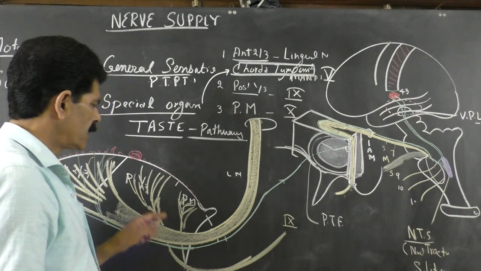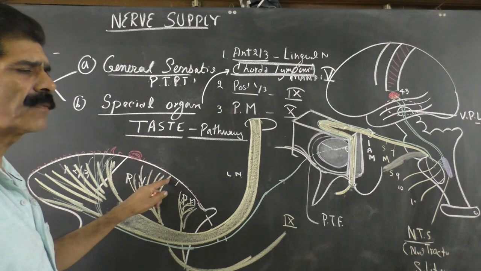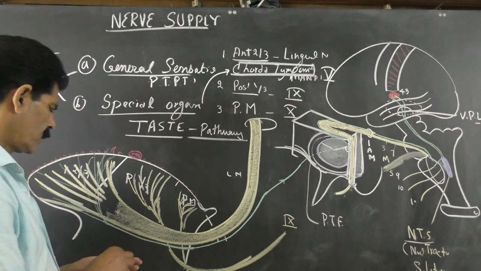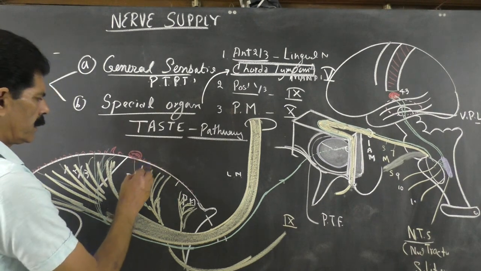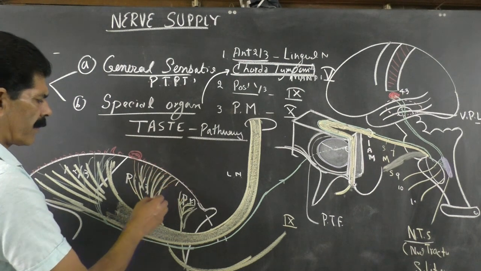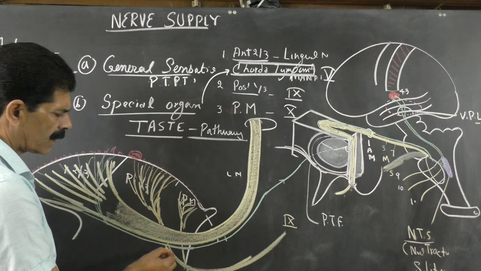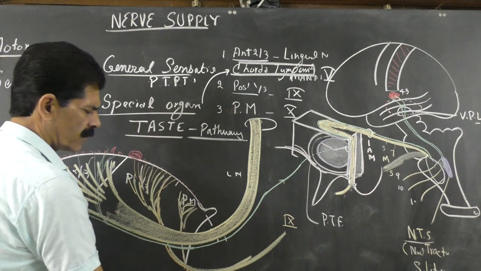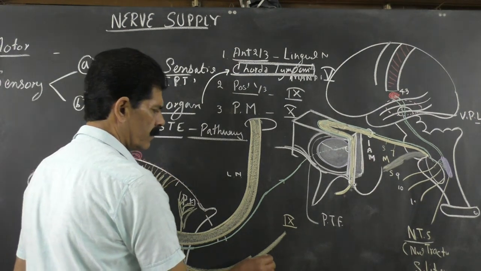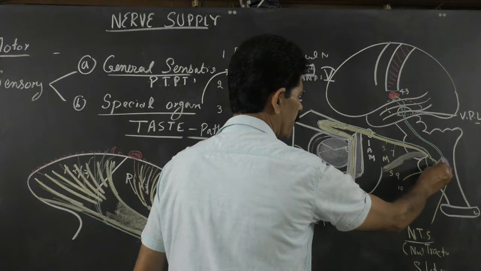Now similarly, the taste buds which are situated on the posterior one-third of the tongue, which are mainly the circumvallate papilla. So the taste fibers also start from the posterior one-third of them. But these taste fibers accompany the glossopharyngeal nerve, posterior one-third. And as we know, the glossopharyngeal nerve is arising lateral to the olive in the medulla.